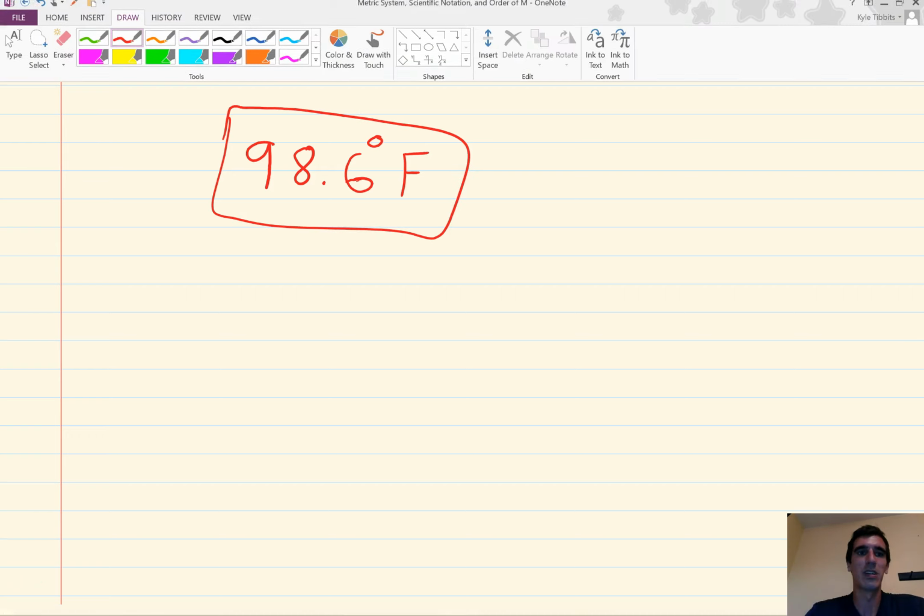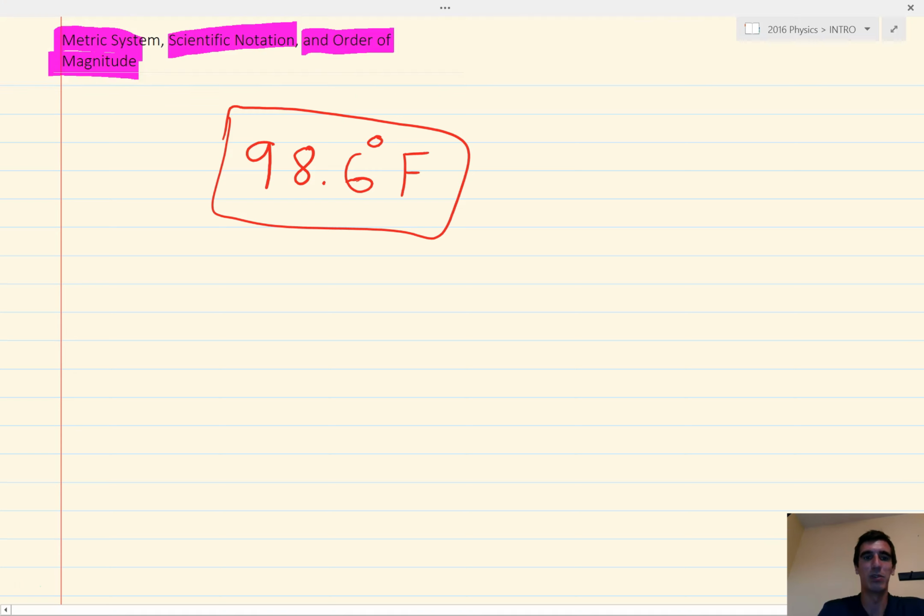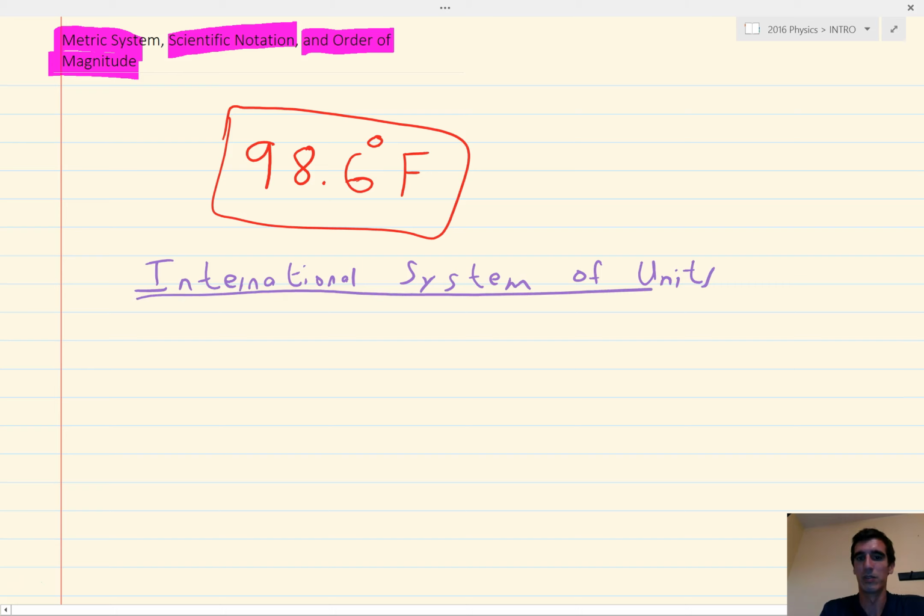So let's talk about the International System of Units. Or we could call it the SI units, System International. Or we might know it as the metric system.